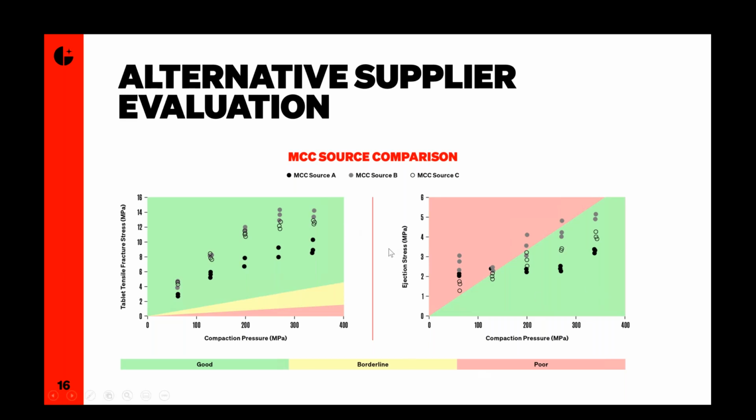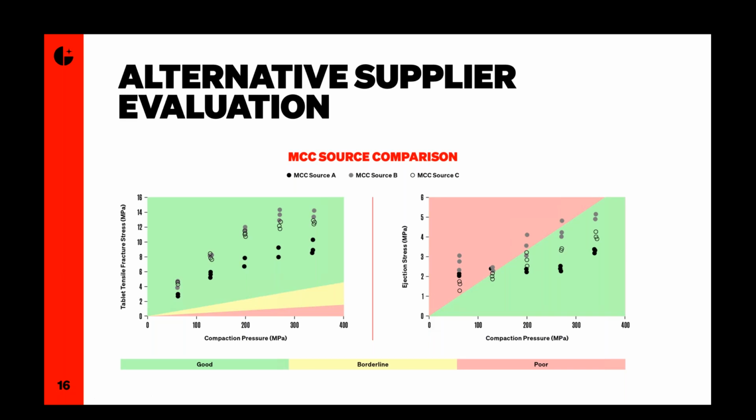So here, let's say you were working with MCC source C, and you were considering changing or expanding to source A or source B. Again, I've stuck with the tabletability graph, how the strength of the tablets changes with the compaction pressure, and the ejection stress profile, so how effectively lubricated the material is.